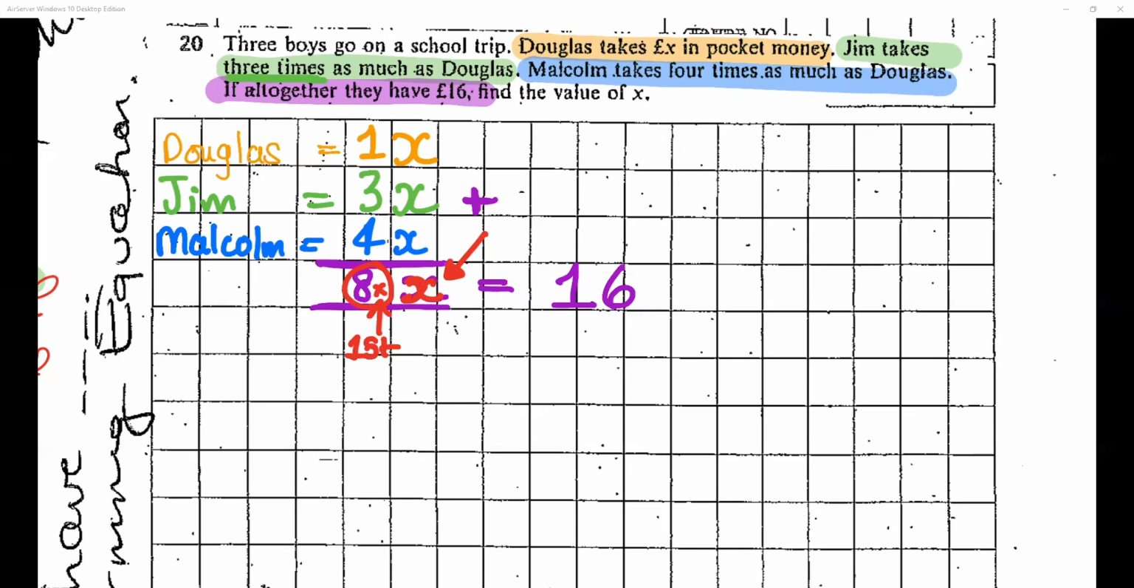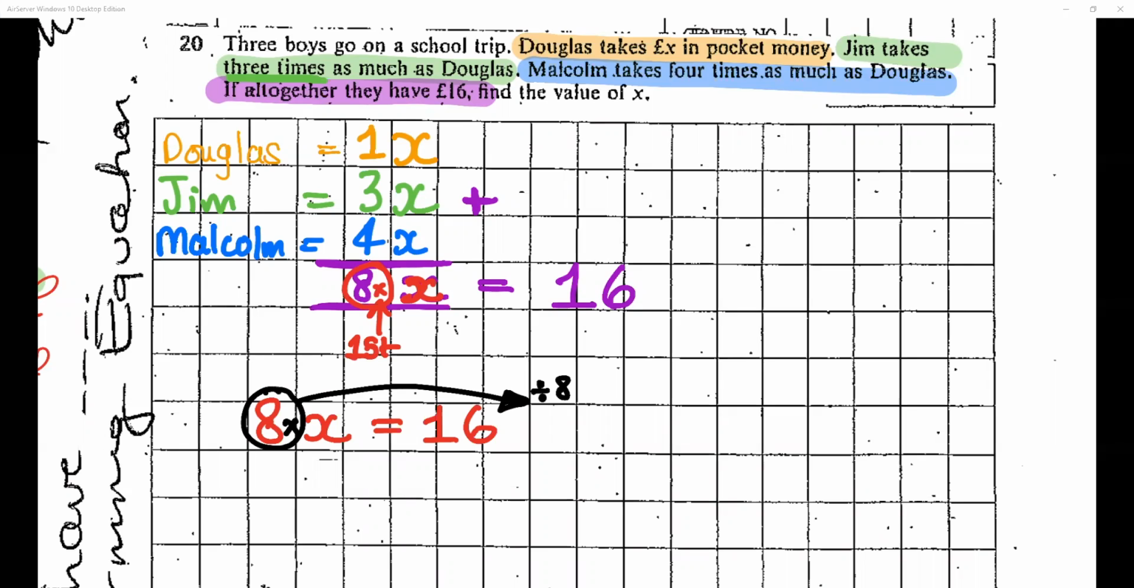So what's the opposite of timesing by 8? What's the opposite of adding? Takeaway. What's the opposite of takeaway? Opposite of takeaway is adding. What's the opposite of multiplication? Division. That's better. Opposite of multiplying is division. Opposite of multiply by 8 is divide by 8. So we're doing the opposites here. In order for us to solve the equation, we have to do the opposites.